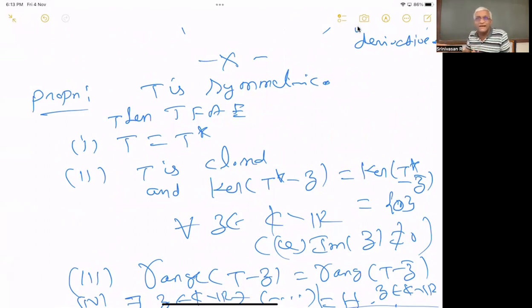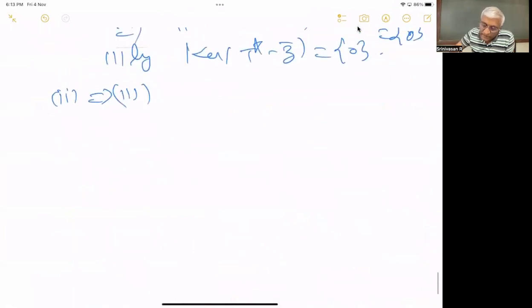We have to write too many statements. It's all not needed. These things are not useful. As I said, we are going to use it for I. Okay. So 2 implies 3. So the statements are: T is closed.